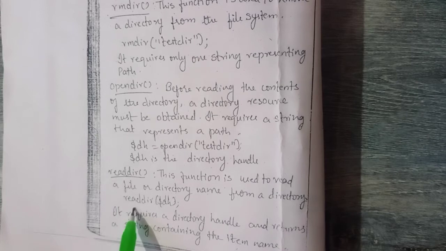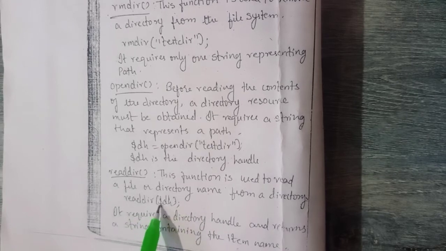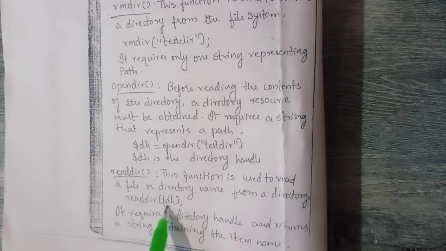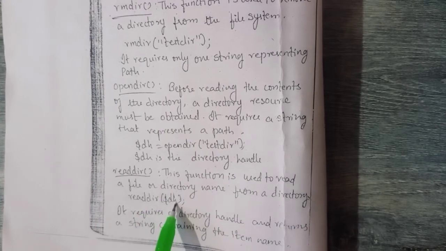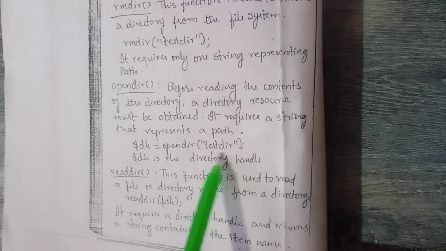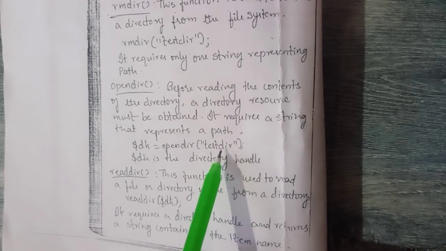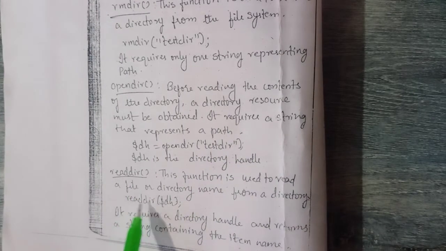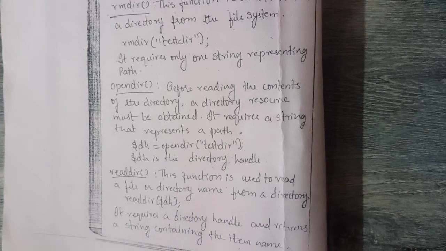And this is the example for reading a directory, readdir dh. It requires a directory handle and returns a string containing the item name. That means by giving this, we will read the test directory contents. That means all the files stored in this directory will be read by using read directory.